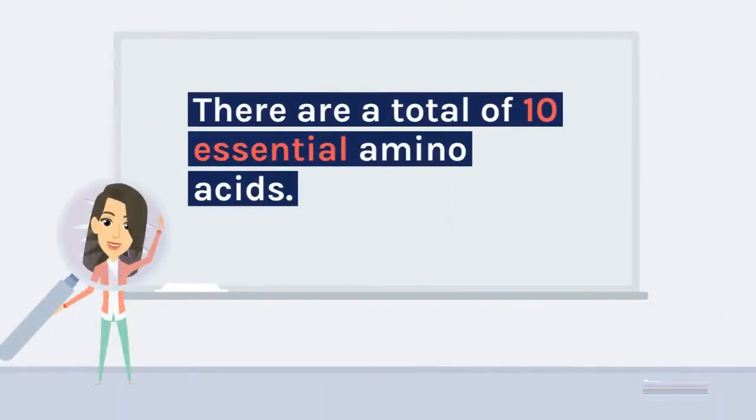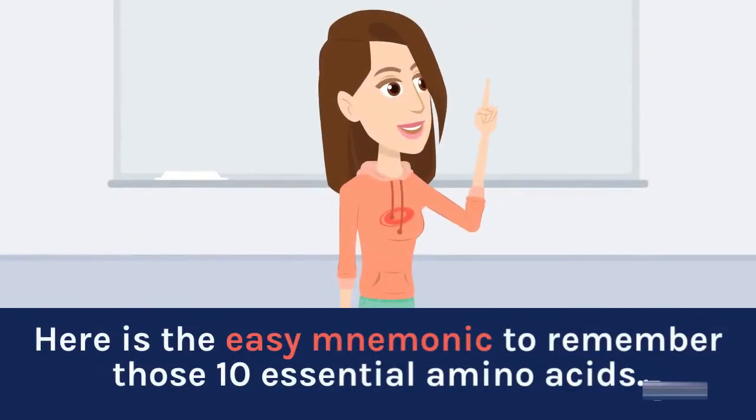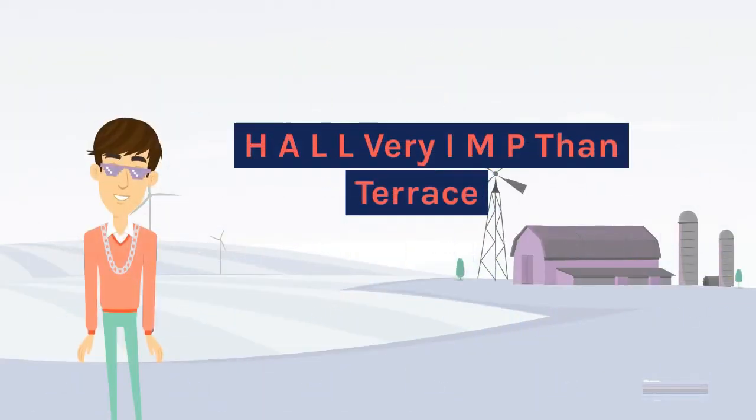There are a total of 10 essential amino acids. Here is an easy mnemonic to remember those 10 essential amino acids: HALL very IMP thanterus.